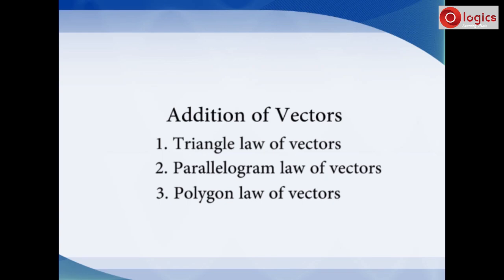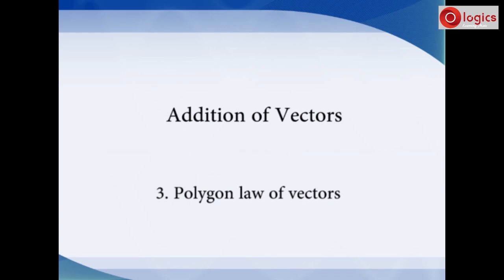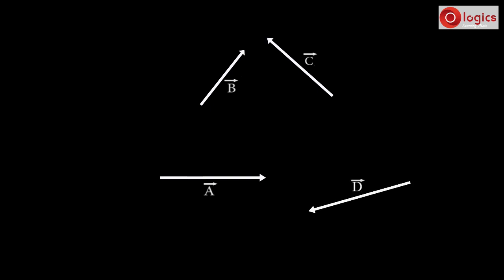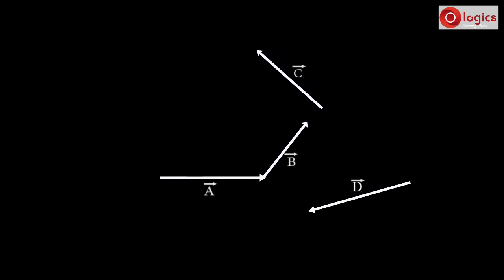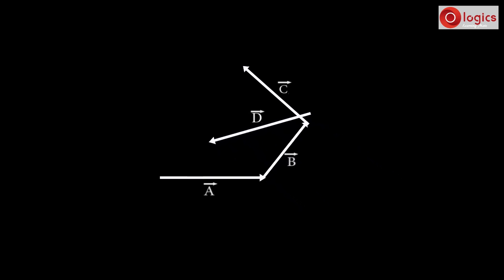Let's understand about polygon law of vectors. Let A bar, B bar, C bar and D bar be four vectors. Polygon law of vectors is used for adding more than two vectors. Move B bar such that the tail of B bar coincides with the head of A bar. Now move C bar such that the tail of C bar coincides with the head of B bar. And also move D bar such that the tail of D bar coincides with the head of C bar.